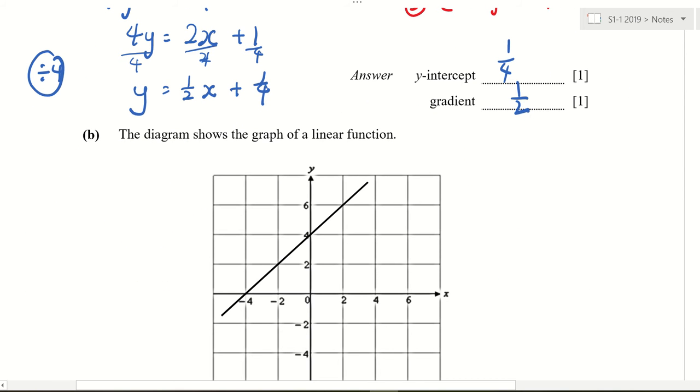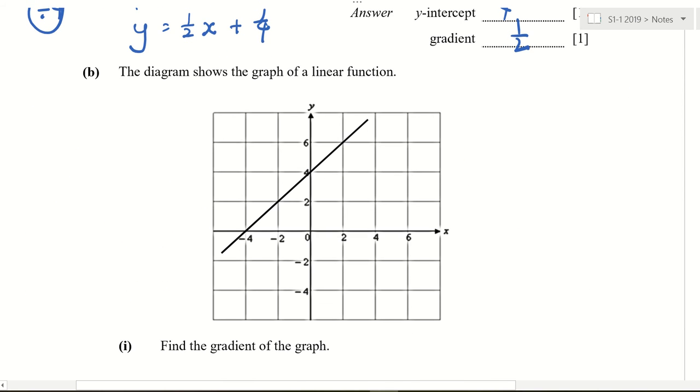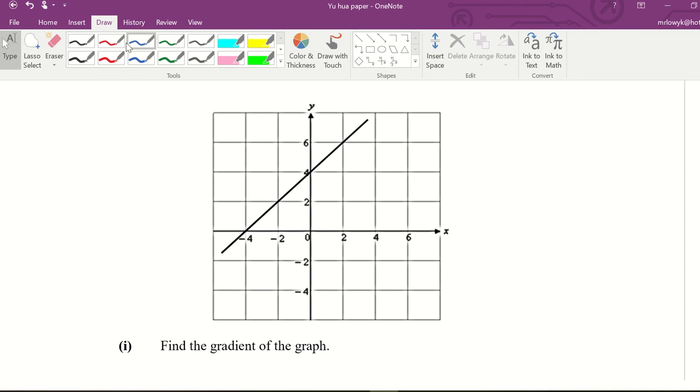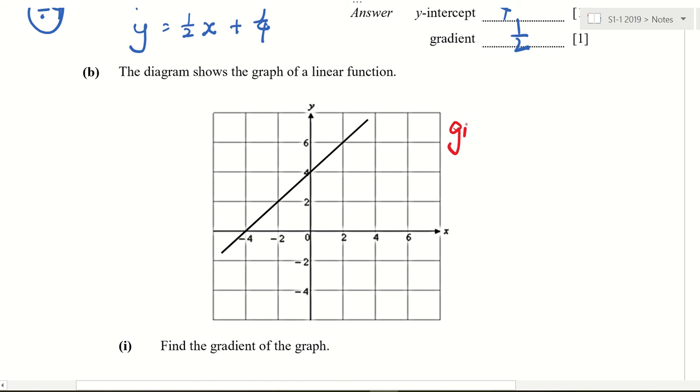Never mind. This one has the graph. Now let's go through B together. B says I want to find the gradient. Okay, now let's recap on gradient again. We say that gradient equals y2 minus y1 over x2 minus x1.